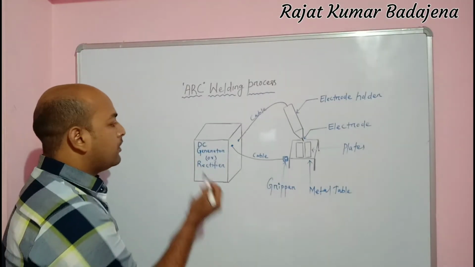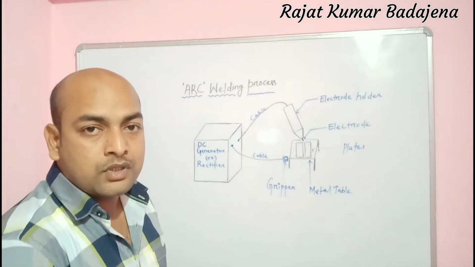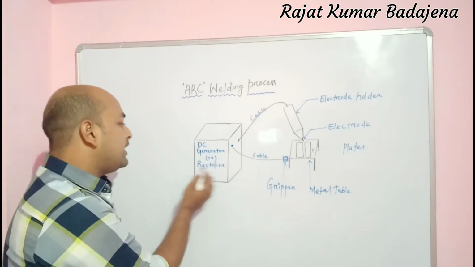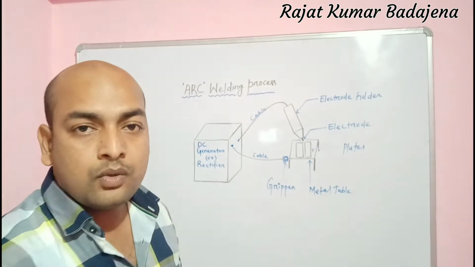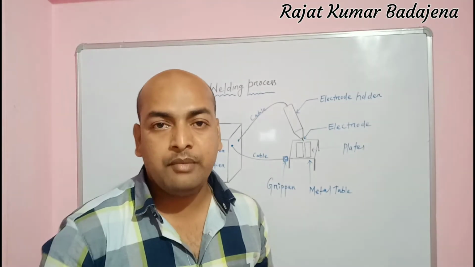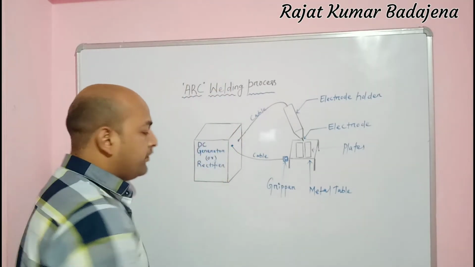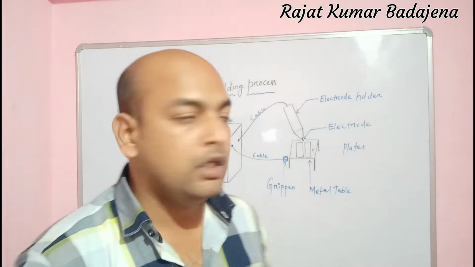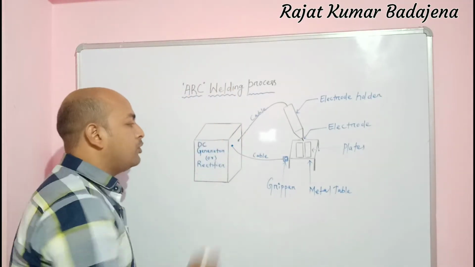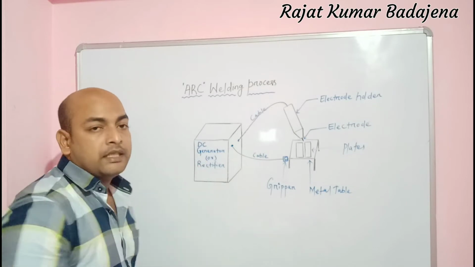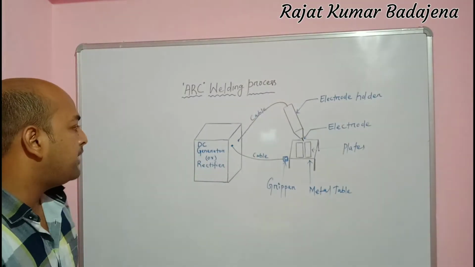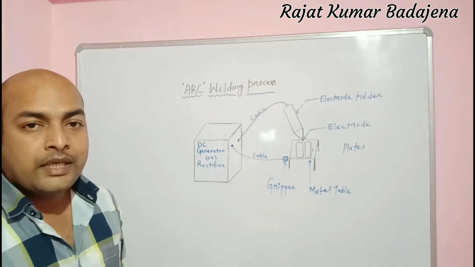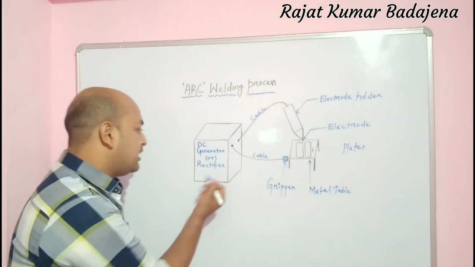Here we can say when the current flows from the DC generator. Okay, here the rectifier is there. So what is the function of the rectifier? This is very important, you should remember. A rectifier is a device that converts AC to DC. So in our arc welding process, we need the DC generator, or we can say the DC supply. So when DC supply is available, we can use it directly.